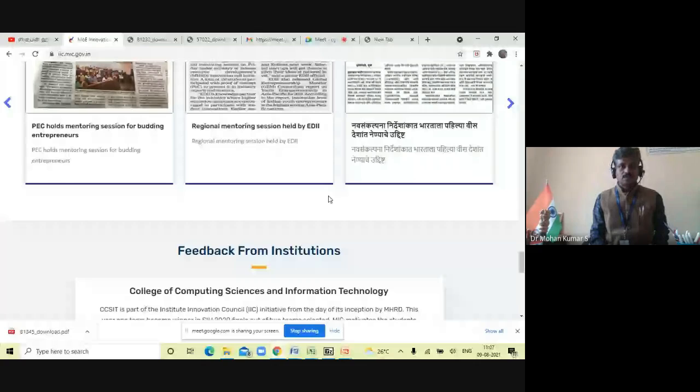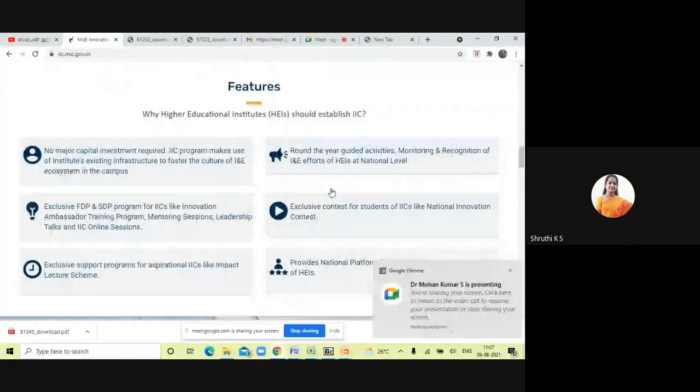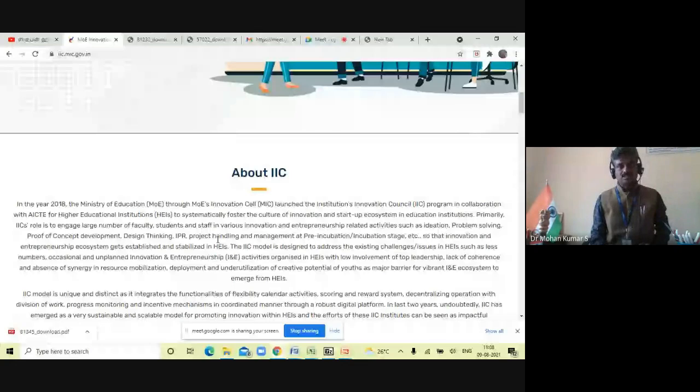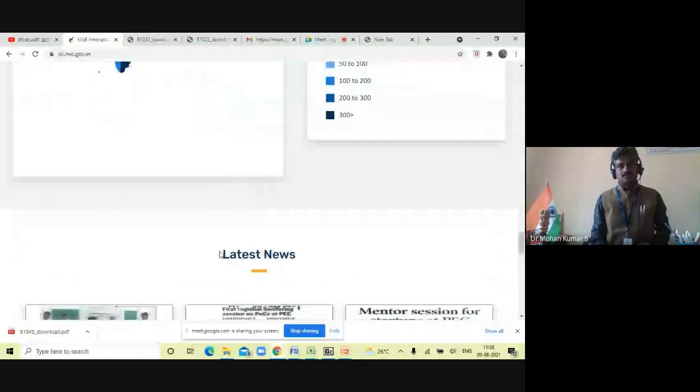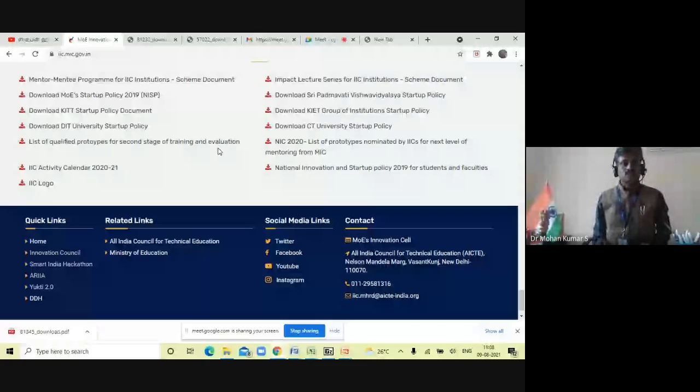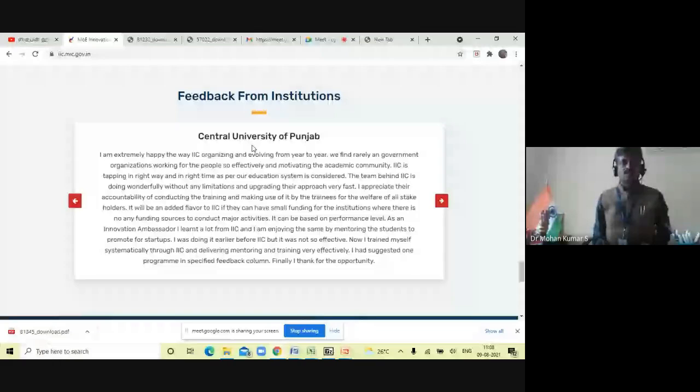Professor Balaji, are you able to see my screen? Yes, sir. See, this is the innovation cell MIT's website. Here, if you see, all the policies are downloadable, and you can go through these policies and understand what is what. And for clarification, we, the HODs and deans, are available. You can come and meet us. We'll brief you on what is what, and what all the initiatives are.